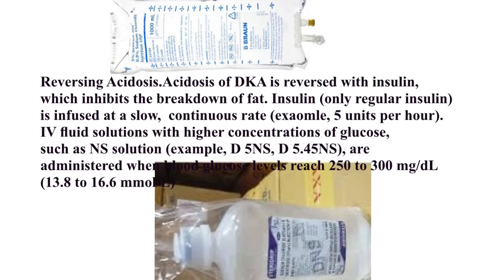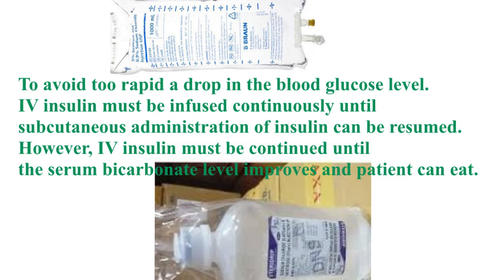Insulin, only regular insulin, is infused at a slow, continuous rate, for example, 5 units per hour. Fluid solutions with higher concentrations of glucose, for example, D5-NS, D5-0.45-NS, are administered when blood glucose levels reach 250 to 300 mg per deciliter, 13.8 to 16.6 millimoles per liter, to avoid too rapid a drop in the blood glucose level.